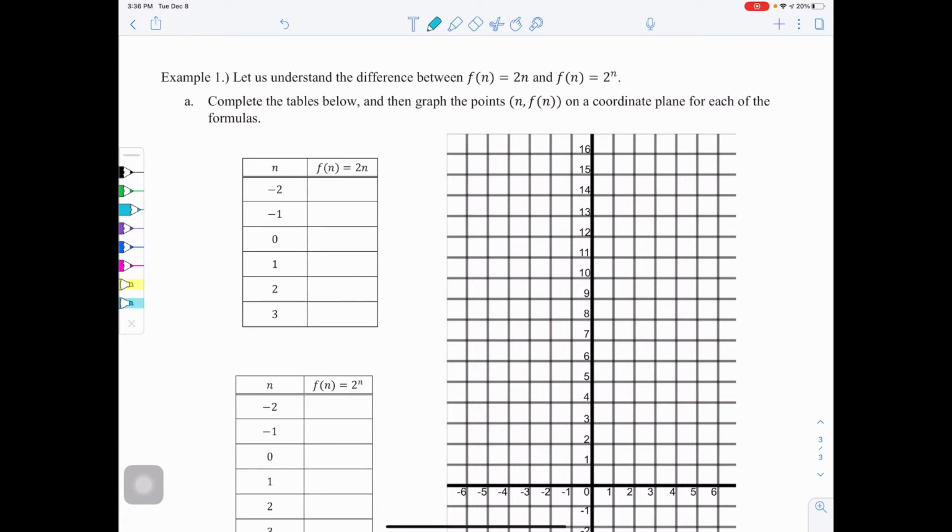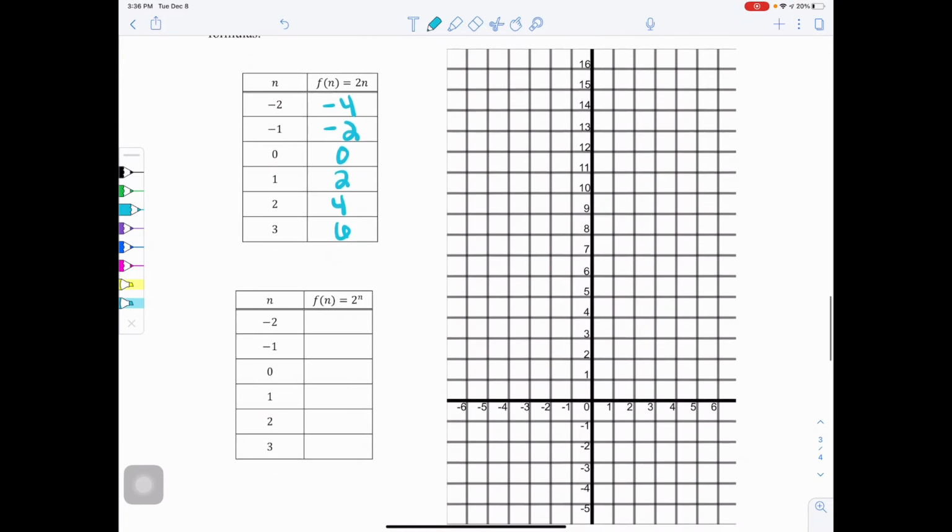So 2 times negative 2 would be negative 4. 2 times negative 1, negative 2. 2 times 0 is 0. 2 times 1 is 2. 2 times 2 is 4. And 2 times 3 is 6. So we end up with our values that we can now go over on the other side and graph on the graph paper that you see. So negative 2, negative 4, negative 1, negative 2, 0, 0, 1, 2, 2, 4, and 3, 6.